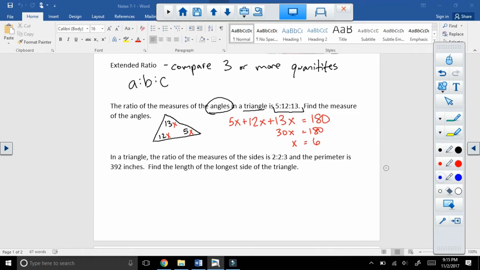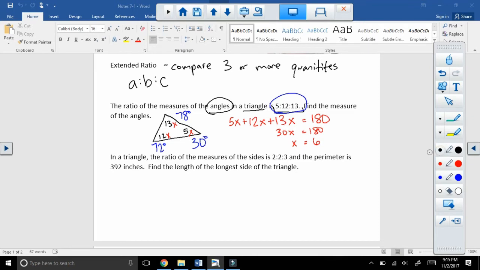So when you plug that back in, you would have this angle here, 5 times 6 is 30 degrees. For this one here, 12 times 6, that's 72 degrees. And for this one here, you should get 78 degrees. So again, if you were to take those and divide them each by 6, you would get back to this ratio, and that helps you answer that question.